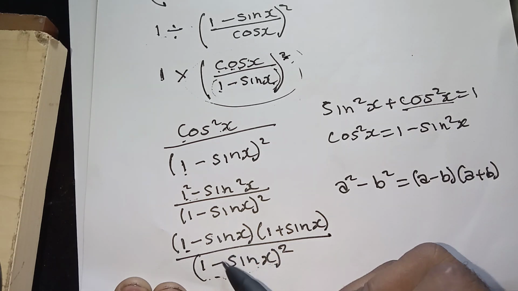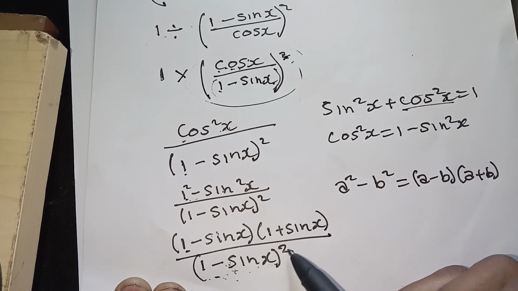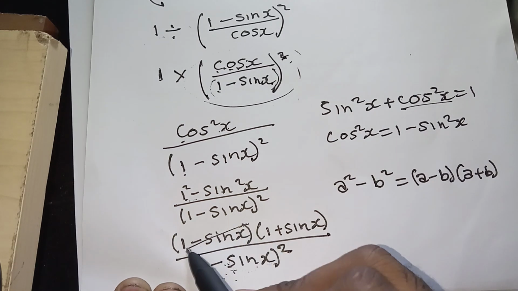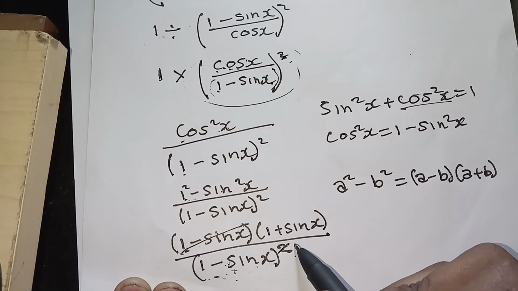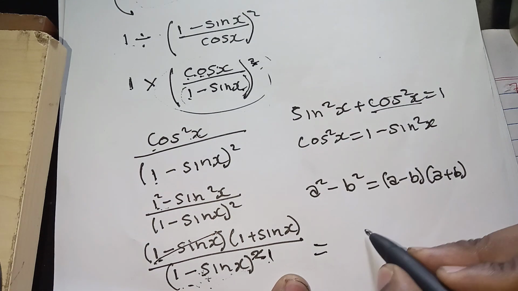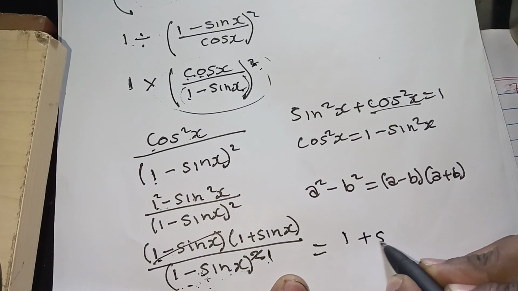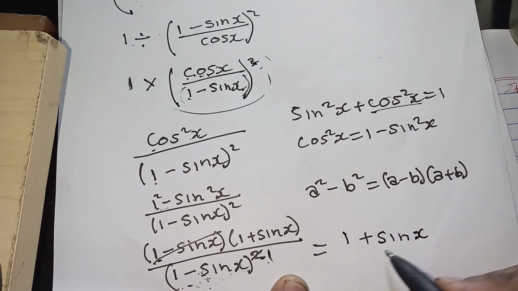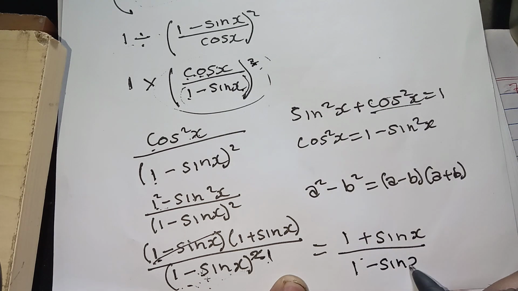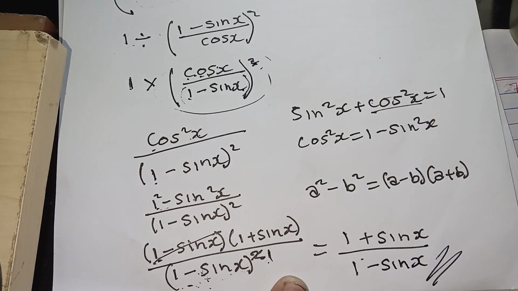So to divide these two guys, we can just reduce the power by 1. Remember the rules of indices. So this and the power there, we have a 1, which gives us 1 plus sine x over 1 minus sine x, which proves the identity.